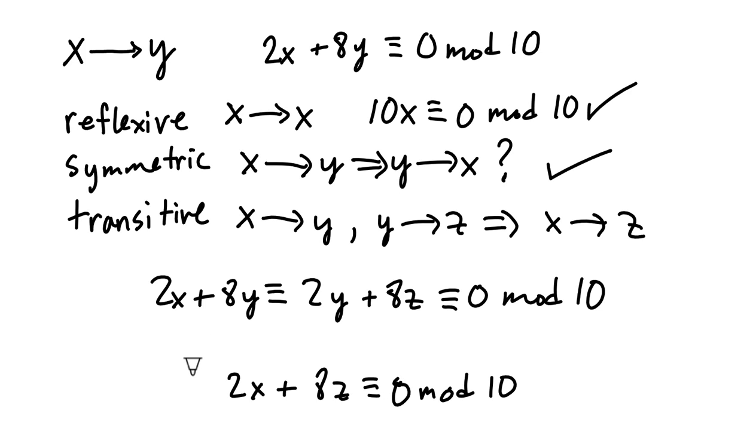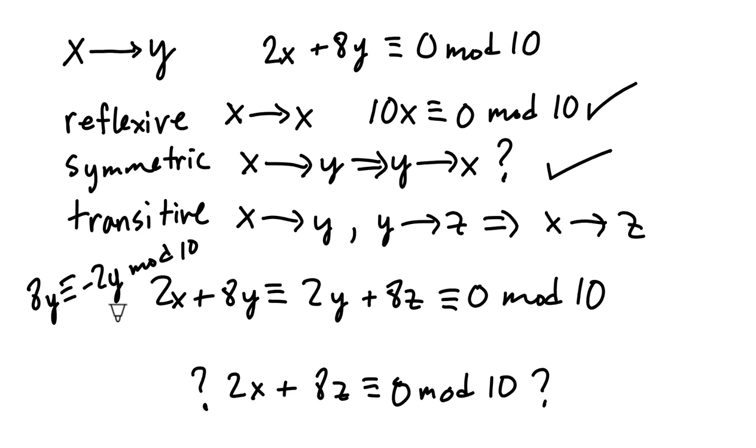Okay, so that's a question mark. Do we have this? Well, let's think about this for a minute. Another way of thinking about 8y is thinking of it as negative 2y congruent mod 10. This 8 is negative 2 mod 10. All right, those guys are actually the same.